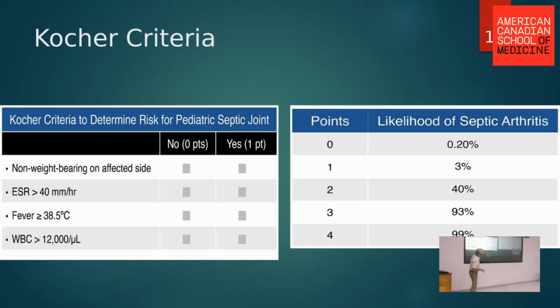That gives him about a 93% chance, at least, of this being a septic arthritis. So you can feel pretty comfortable going ahead and initiating antibiotics. If the answers to those questions were more predominantly no, then you're dealing most probably with a transient synovitis.